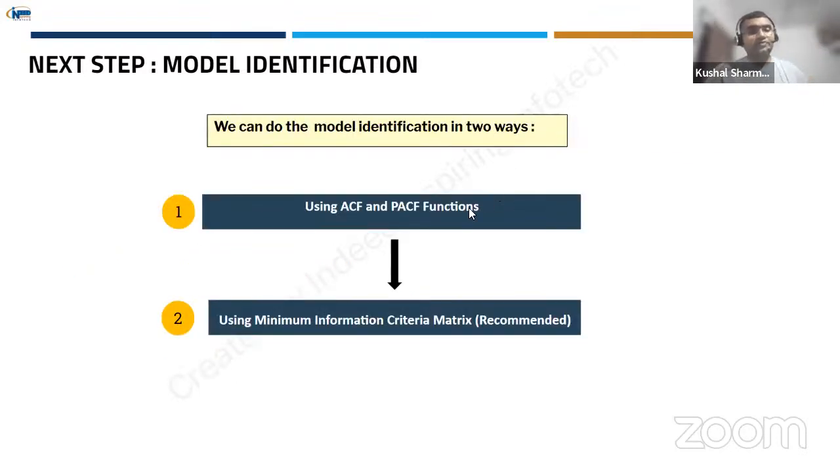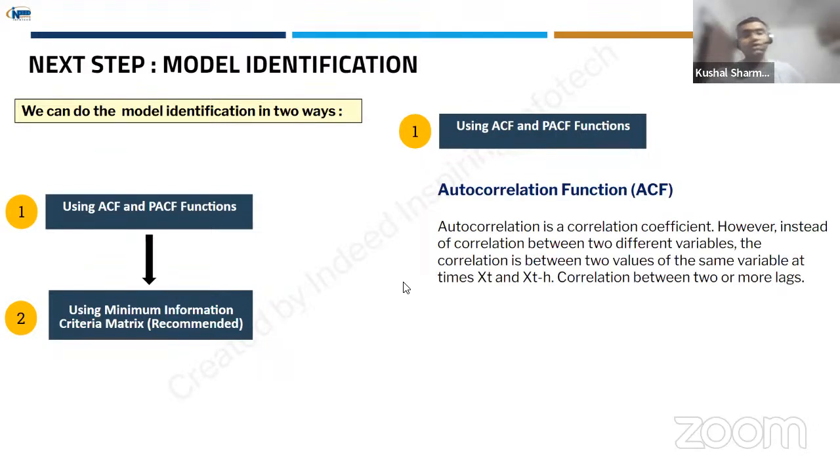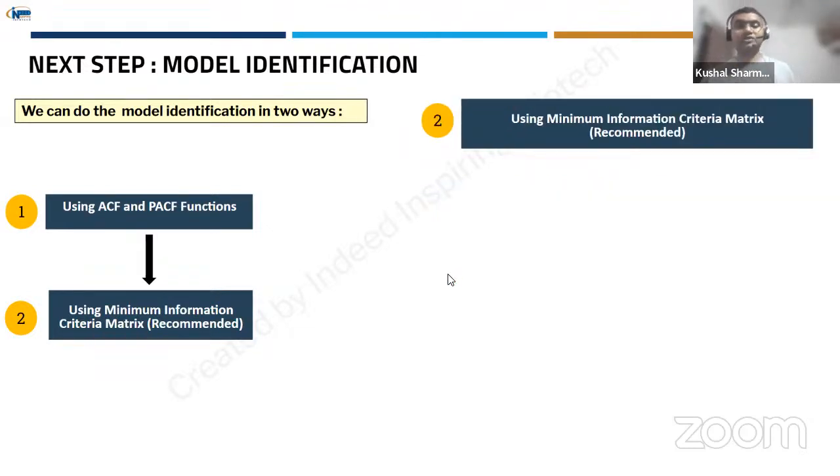So how to identify? We can use ACF and PACF functions, or we can use minimum information criteria. We can use one of them. The one we are using here is the autocorrelation function. What does it do? It's a correlation coefficient, however, instead of correlation between two different variables, the correlation is between two values of the same variable at different times. One is xt and one is xt minus h. That is basically the autocorrelation function.